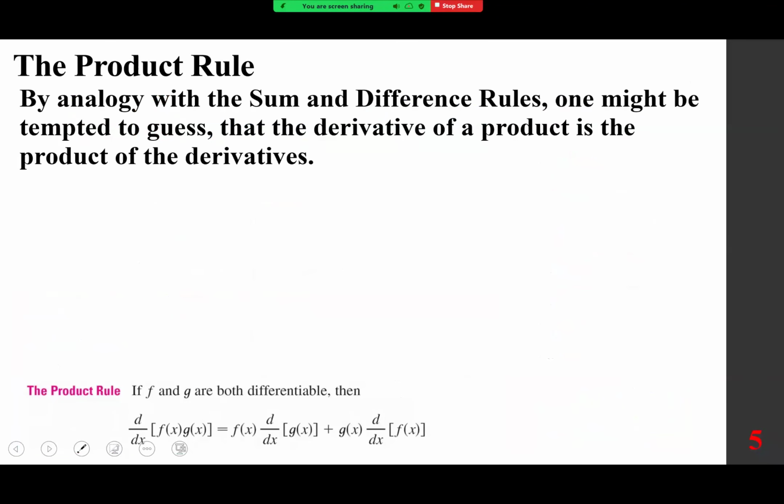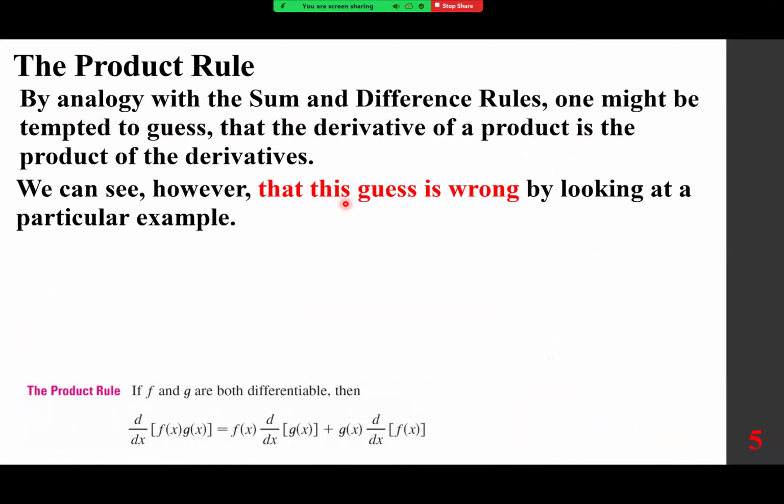Now, the product rule, by analogy with the sum and difference rules, one might be tempted to guess that the derivative of a product is the product of the derivatives. We can see, however, that this guess is wrong by looking at a particular example. Needless to say, I have the proof at the end, and you're more than welcome to look at it. You're not responsible for it.